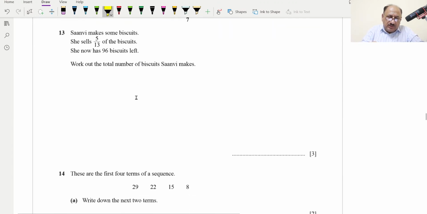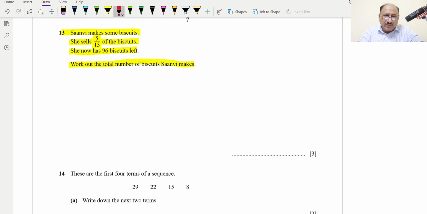Now question number 13, Sanvi makes some biscuits. She sells 5 by 13 of the biscuits. She now has 96 biscuits left. This is basically a reverse percentage question. Work out the total number of biscuits Sanvi makes.